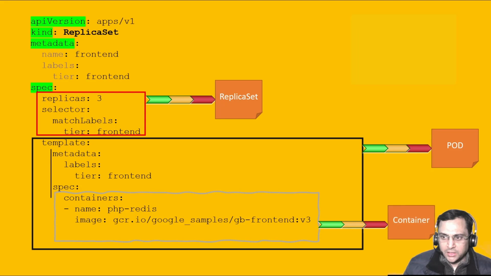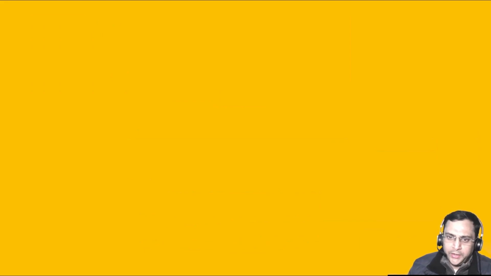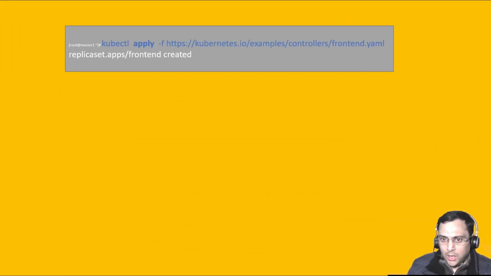So I hope now you understand the fields in YAML file and how we can create the replica set YAML file on our own if we have the pod YAML file. So how to create replica set from YAML file? First, I'm going to download the YAML file directly from Kubernetes.io website. Here I used apply option in order to create the replica set.